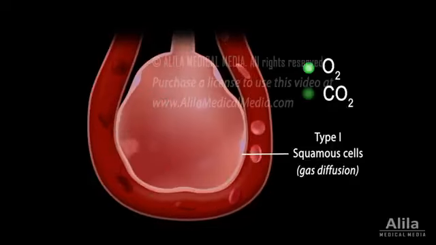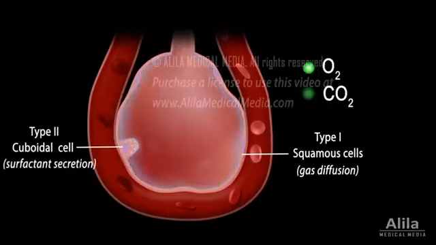There is also a small number of type 2 cuboidal cells secreting a surfactant, whose function is to lower the surface tension at the air-liquid interface and prevent the alveolus from collapsing at the end of each exhalation. The alveoli also house a large number of macrophages, ready to engulf any inhaled particles that manage to get past previous barriers to the lungs. The debris-laden macrophages then ride the mucociliary escalator up to the throat to be swallowed and digested.